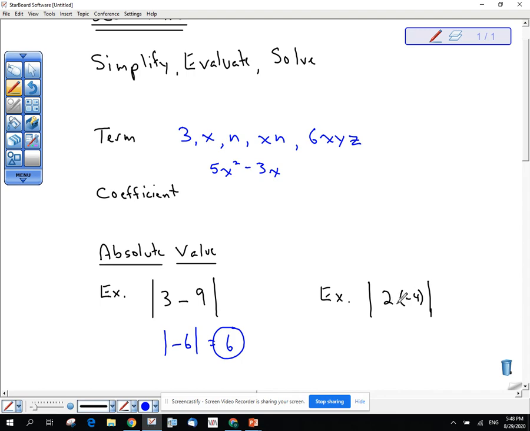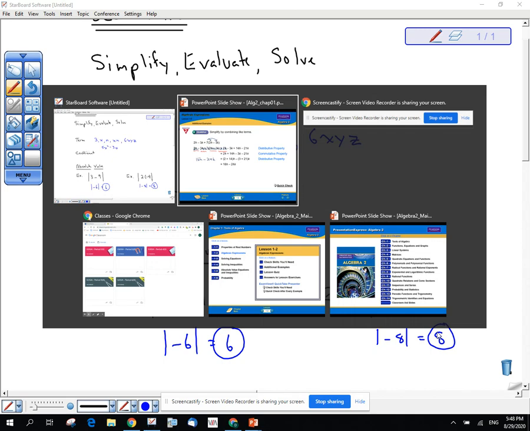Here's something different, but also I wanted to talk about it. 2, again, the parentheses here with no operation would suggest multiplication. 2 times negative 4 would be negative 8. And then the absolute value is going to change that to 8. Okay?